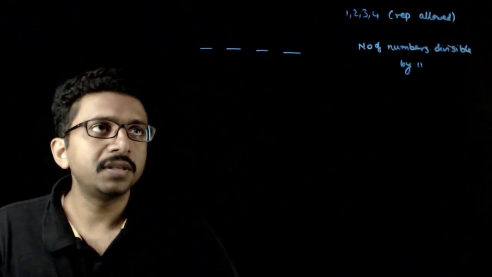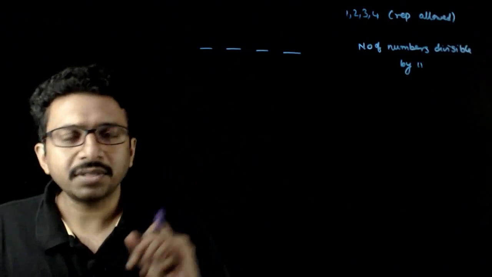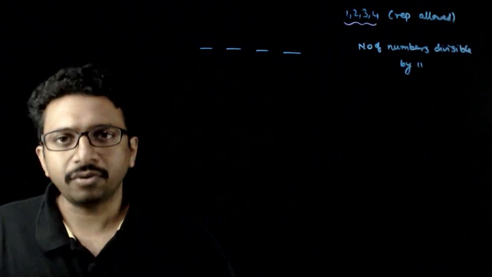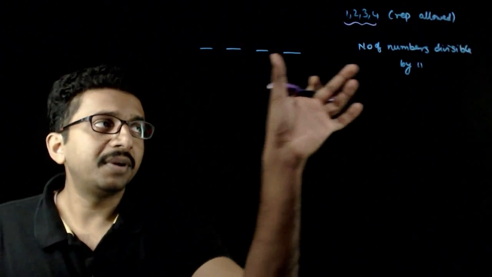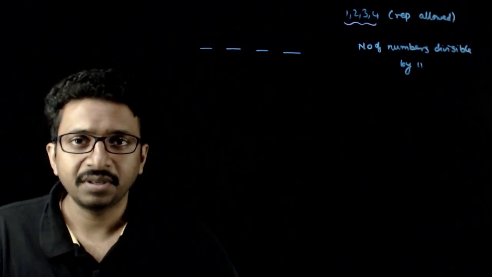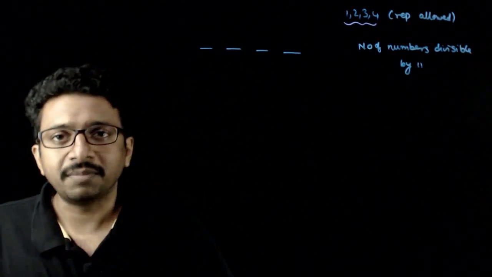So welcome students. In this question you're given that you have to make 4-digit numbers using the digits 1, 2, 3, 4 where repetition is allowed, so that this 4-digit number has to be divisible by 11. If that is so, what are the number of possible numbers?